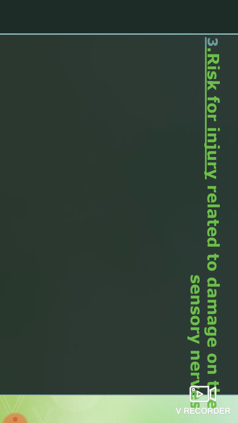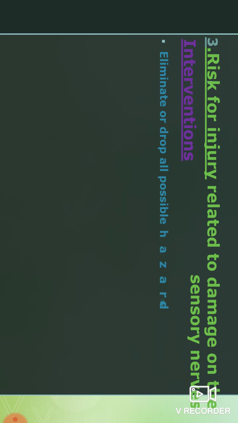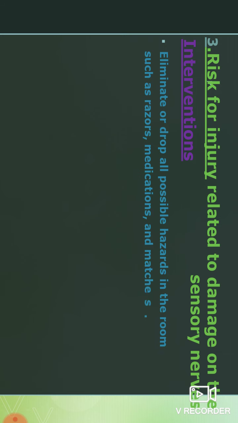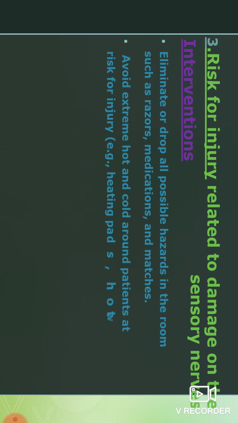Next nursing diagnosis: risk for injury related to damage to the sensory nerves. We know there is damage of the sensory nerves, so we have to make a nursing diagnosis for it also. Interventions: first, eliminate all possible hazards in the room such as razors, medications and matches. Second, avoid extreme hot and cold around the patient at risk for injury, for example heating pads, hot water for baths and showers.